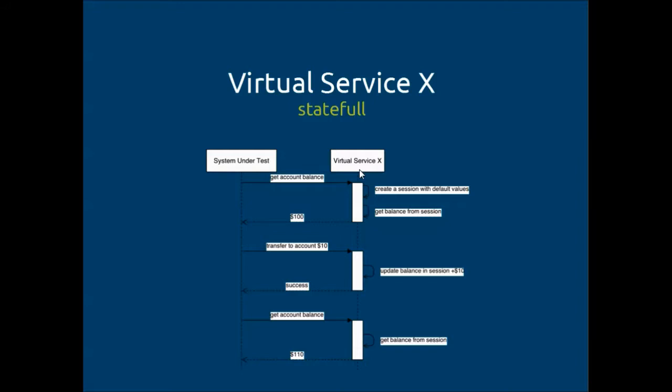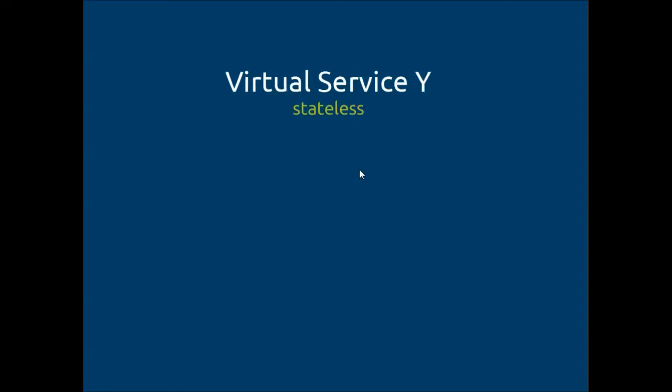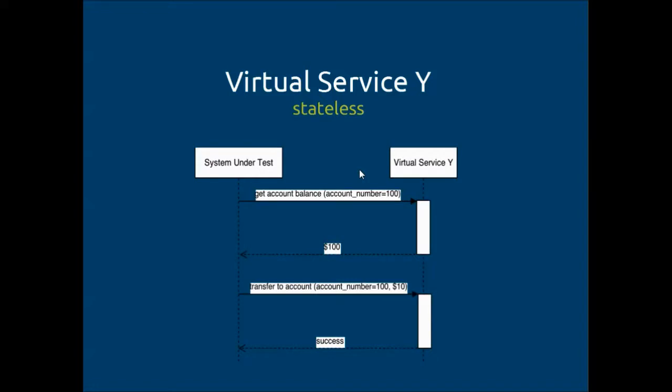We could achieve the same thing, looking from the system under test point of view, using a virtual service that is stateless. What it would do is have simple request to response matchings. For example, get account balance for account number 100, then the virtual service fetches the response for account number 100, which is a response with $100 in it. Then the system under test again transfers $10 to account number 100, and what the virtual service does, it returns a successful response.